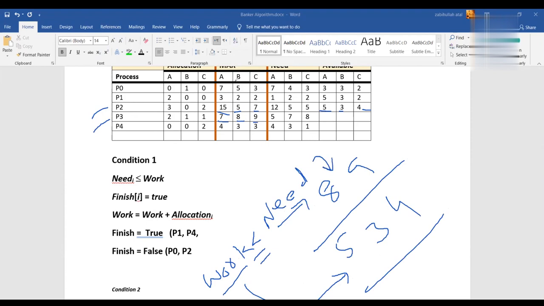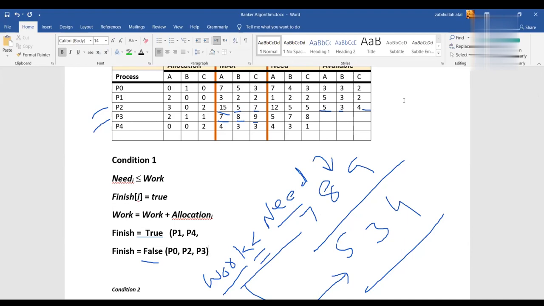Here the need is greater than the available resources. You can also say that work is less than the needed amount of resources. So based on this condition becoming true, finish I will be false. When finish I is false, we can say that the system is in a deadlock situation. Now the last process is P3. So dear students, we detect that the system is in a deadlock situation.